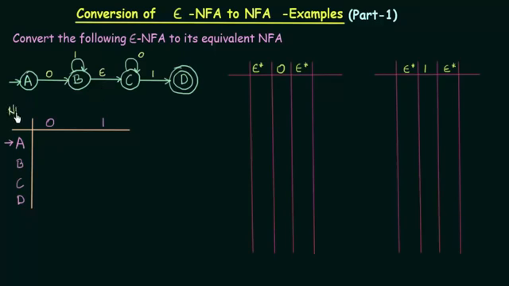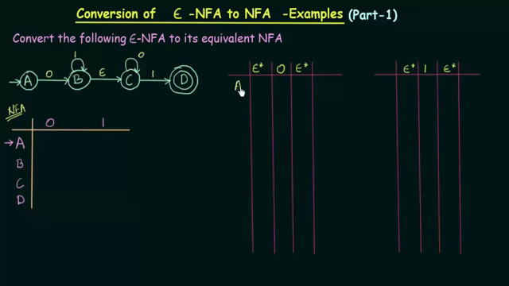So here we will draw the transition table for the equivalent NFA. I've already drawn this table here so that we can fill it up right away, and the procedure for converting an epsilon NFA to its equivalent NFA was discussed in the last lecture, so we'll follow that. We have to find the epsilon enclosure and then the input symbol and then the epsilon enclosure for each state, and then we have to fill this up. So let's start with state A.